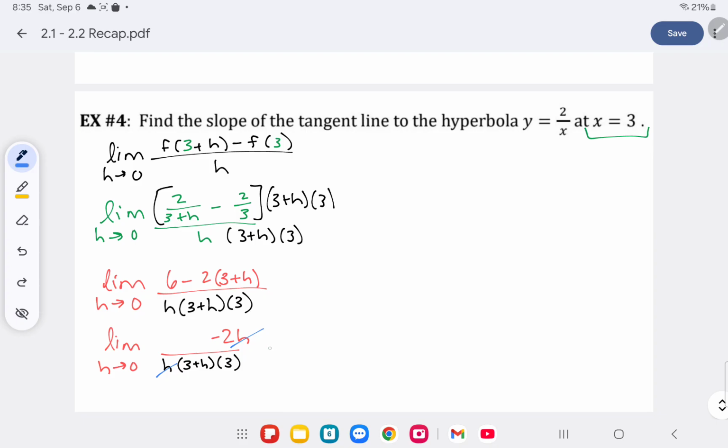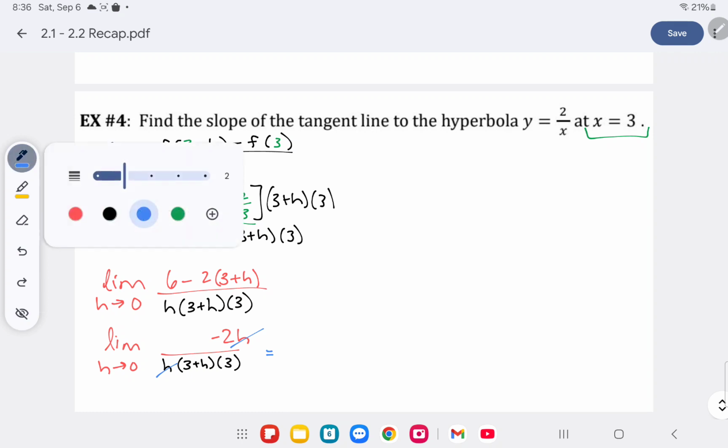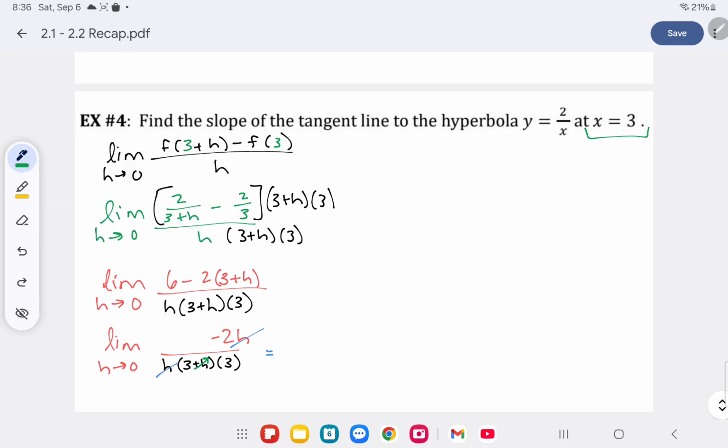So the h's cancel, and now I'm plugging in 0 for the h's that are left, but we will no longer get 0 over 0. We get a nice pretty answer here. And when we plug in 0 for that one h that's left, I get 3 times 3 in the denominator, which is 9, and I have a negative 2 in the numerator.